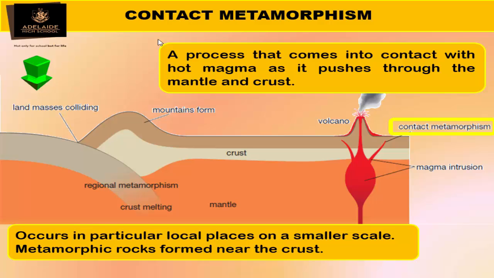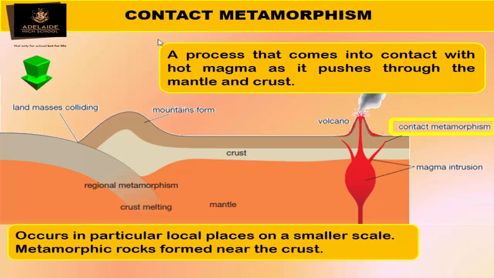This magma here is in contact with that particular metamorphic pressure, that intense heat and stuff. So what happens here is it will push its way through from the mantle to the crust. So it's going to push up here. Now, the difference between the regional and also the contact is that it only happens at particular small places. So you don't have to write particular local places on a smaller scale. You just have to write small places.